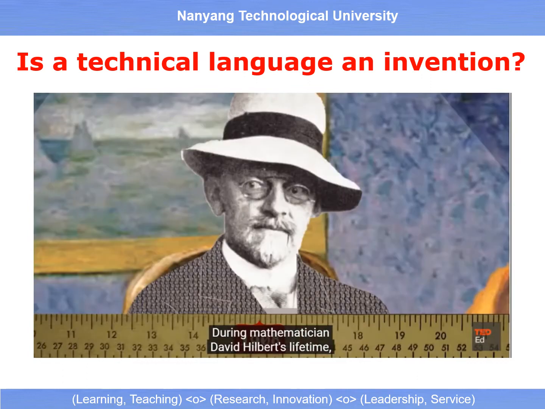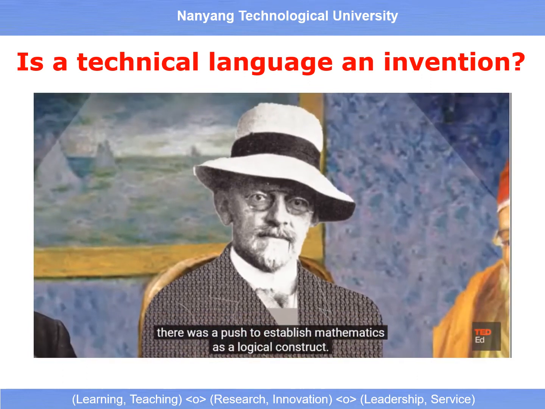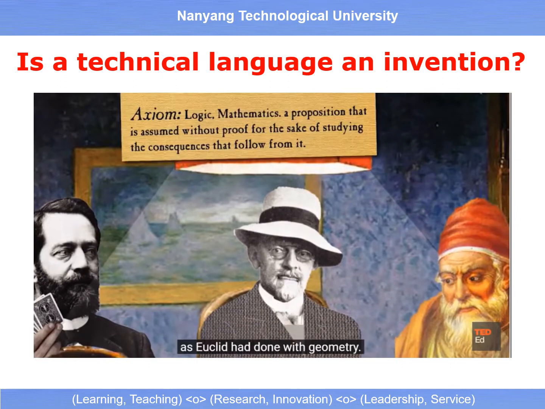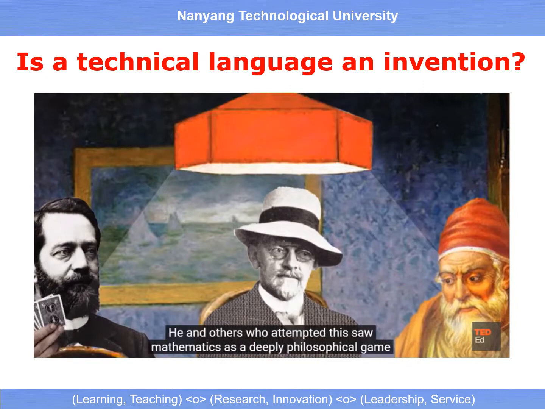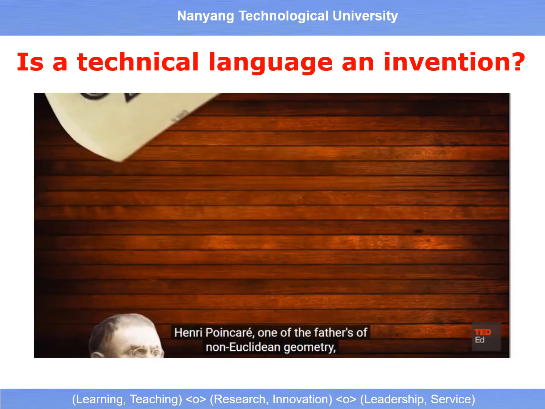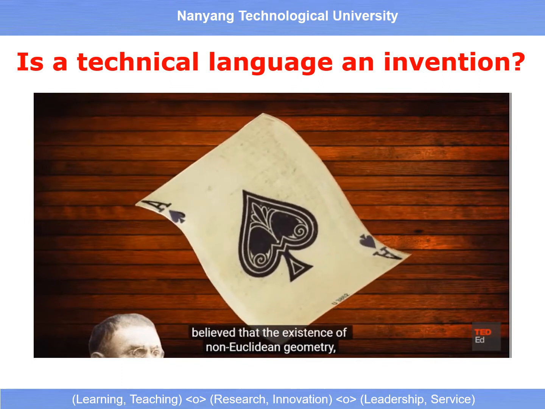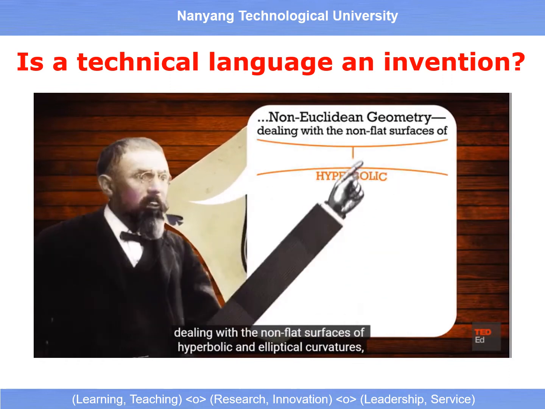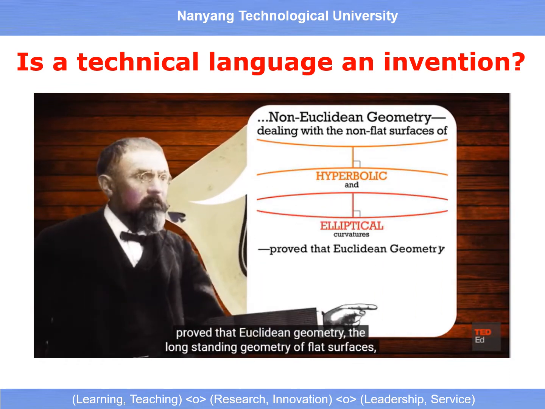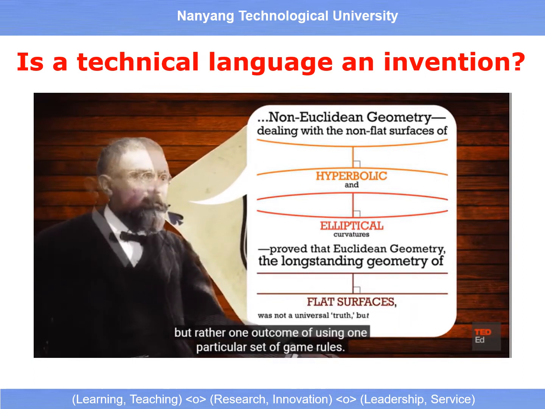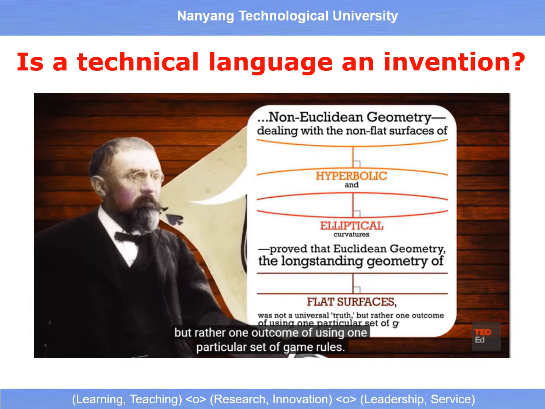During mathematician David Hilbert's lifetime, there was a push to establish mathematics as a logical construct. Hilbert attempted to axiomatize all of mathematics, as Euclid had done with geometry. He and others who attempted this saw mathematics as a deeply philosophical game, but a game nonetheless. Henri Poincaré, one of the fathers of non-Euclidean geometry, believed that the existence of non-Euclidean geometry, dealing with the non-flat surfaces of hyperbolic and elliptical curvatures, proved that Euclidean geometry, the long-standing geometry of flat surfaces, was not a universal truth, but rather one outcome of using one particular set of game rules.